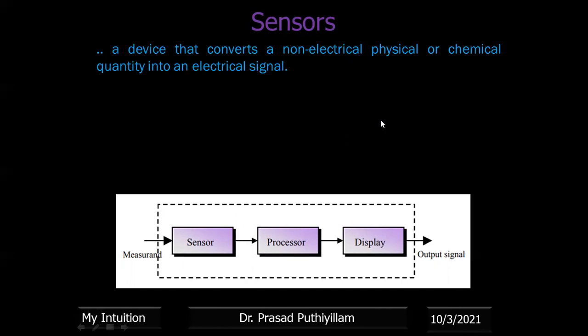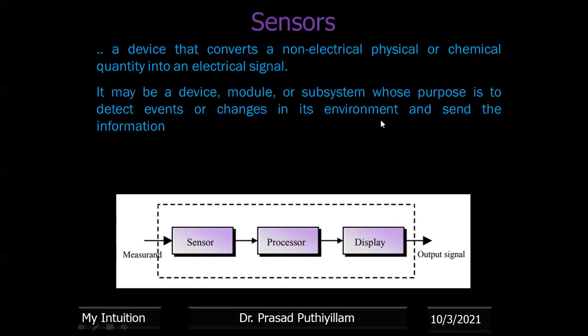Different sensors are there, what I just showed in the previous slide. So it is just a device which converts a non-electrical, that means physical or chemical, quantity into an electrical signal. Once it is converted to an electrical signal or similar signal, it is easy to detect or identify based on the strength of the signal.